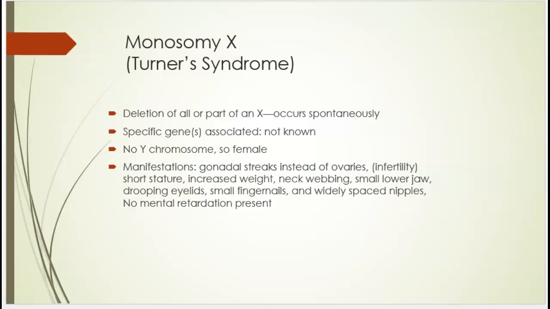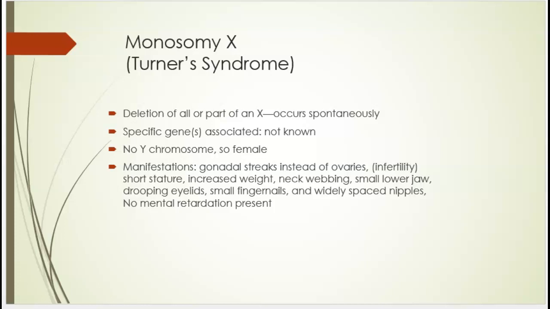Turner syndrome, which is a depletion of part or all of an X. This would be in females who have the XX. There's no Y chromosome implicated in this. So this would be a female. And you could see that they will have many manifestations, gonadal streaks instead of ovaries, which obviously you wouldn't be able to see, but that lends themselves to being infertile.